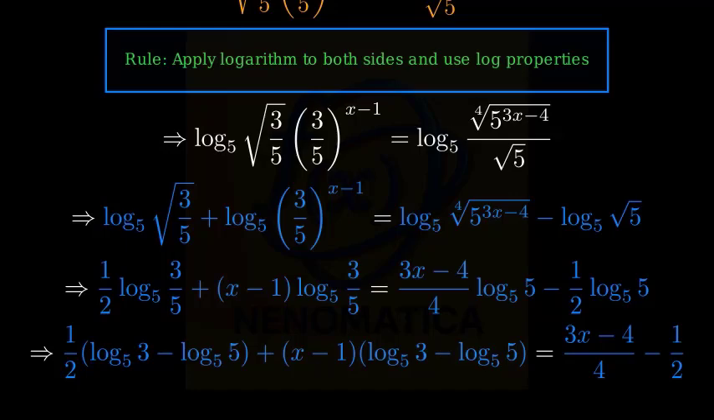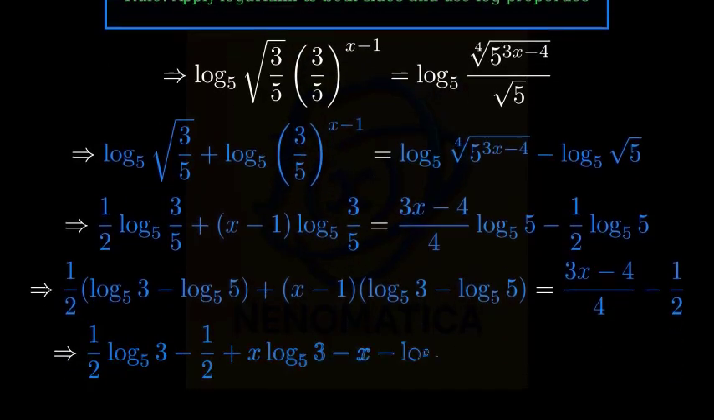Now, we'll expand the expressions on the left side. This gives us 1/2 times log base 5 of 3 minus 1/2 plus x times log base 5 of 3 minus x minus log base 5 of 3 plus 1. We can rearrange this to 1/2 times log base 5 of 3 minus 1/2 plus x times log base 5 of 3 minus x minus log base 5 of 3 plus 1. The right side remains as 3x divided by 4 minus 1 minus 1/2, which equals 3x divided by 4 minus 3/2. Let's simplify the left side further by combining similar terms.